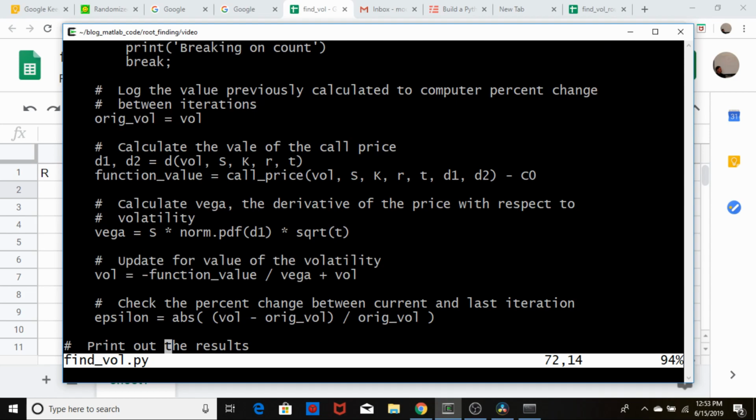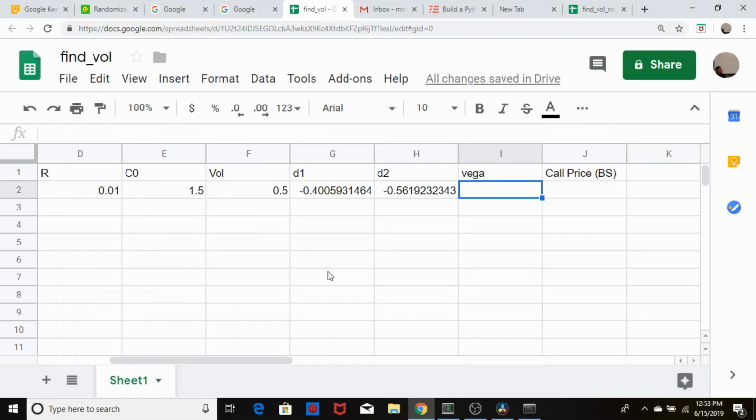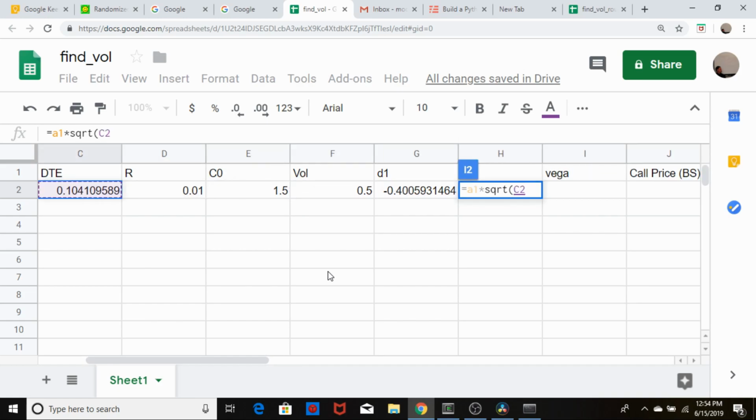Here you are. So let's just write it this way. S times the square root of time, so the stock price times the square root of time, that's equal to A1 times SQRT of days until expiration, which is that. And now we're going to need to multiply it times the normal distribution, times the density function of D1.